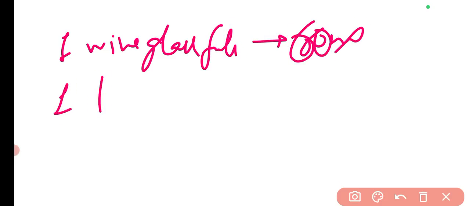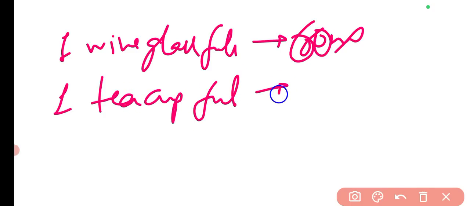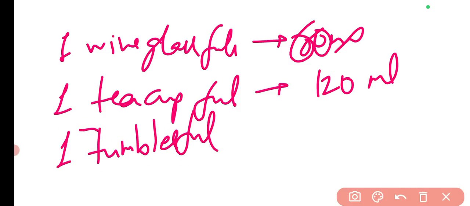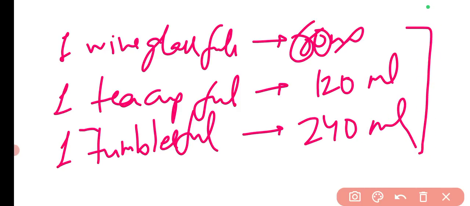Then one teacup full is 120 ml, and one tumbler full is equal to 240 ml. So these are some basic household or domestic measures in the metric system that you need to know. These are the metric system quantities, so sometimes the question can be asked from here.